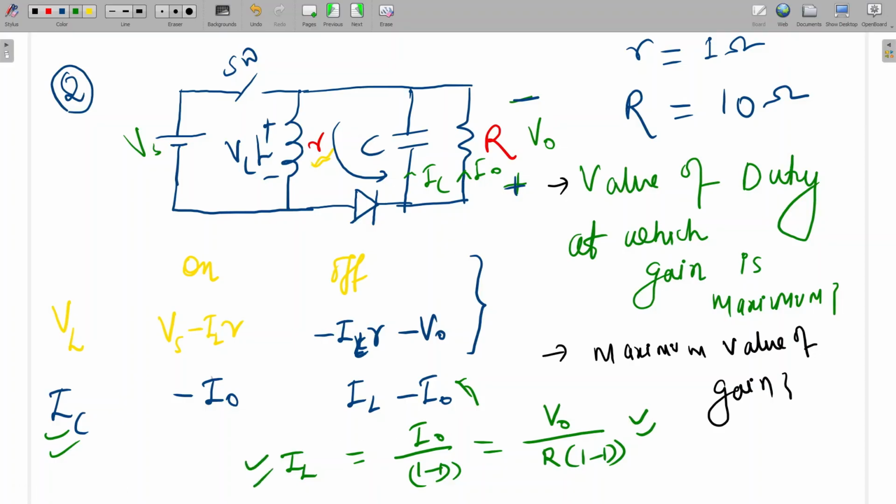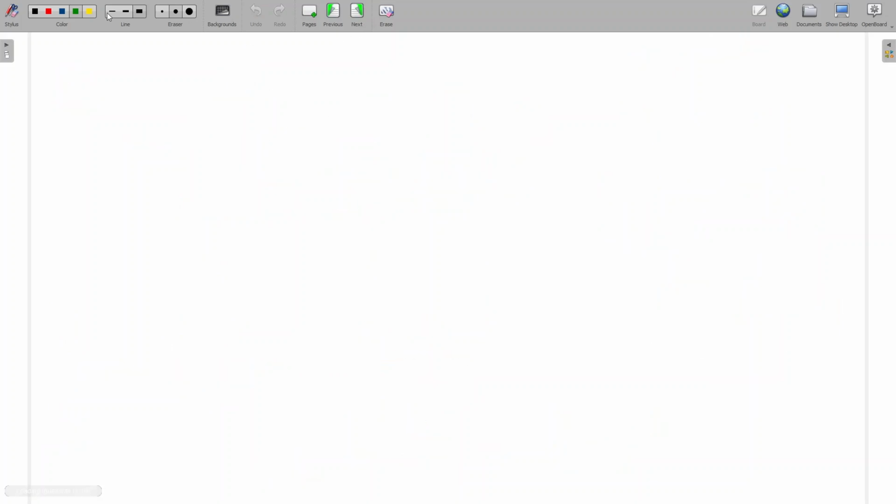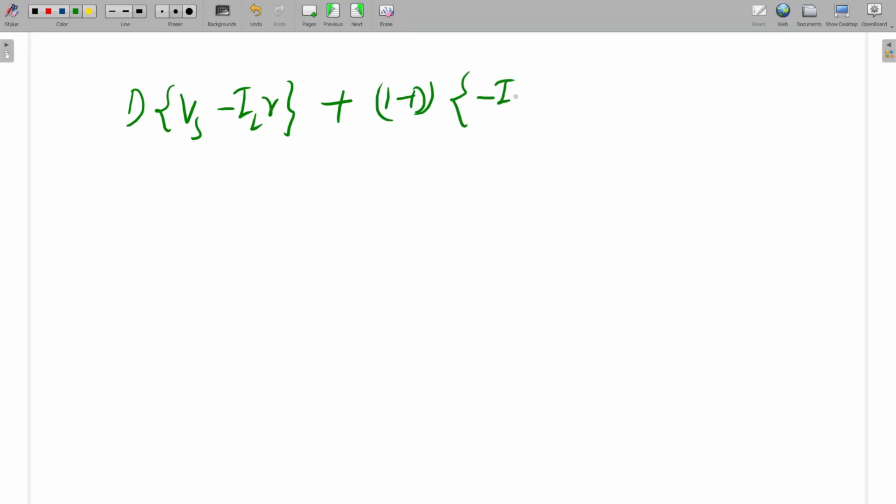So this will be the inductor current equation. Okay, I am going to apply the volt-second balance to this section. So it will be D into (Vs minus IL into r) plus (1 minus D) into (minus IL into r minus V naught).